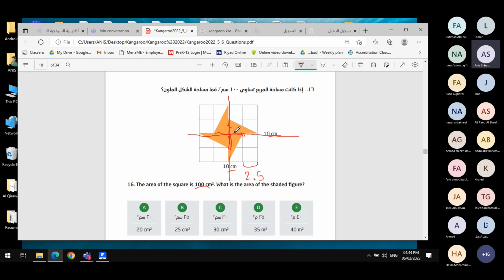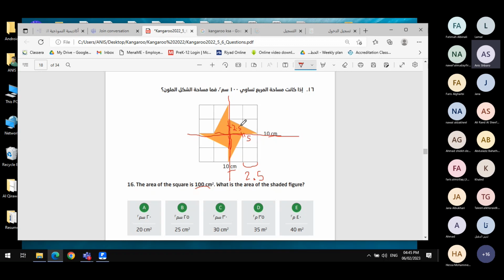So I have two sides. 2.5 plus 2.5 is what? 5. Okay. Let's put the 5 here. And this one is only one side that we found. Each side is 2.5. Let's continue on all the sides. So this side is 2.5. This side is 1 unit, which is 2.5. This side is 2 units, which is 5.